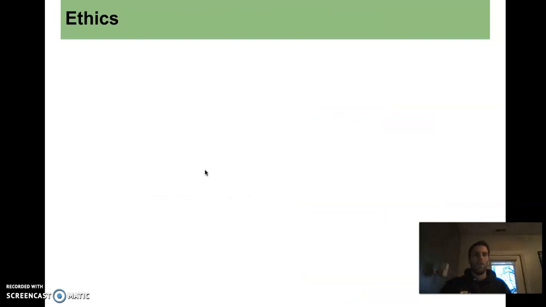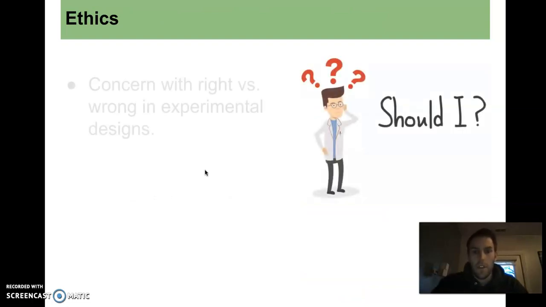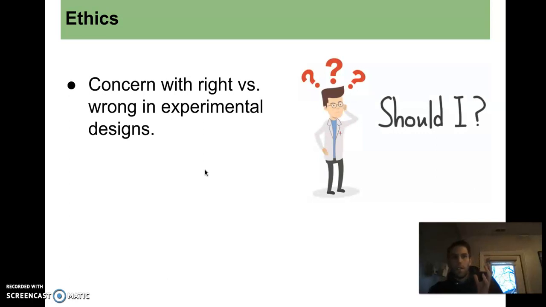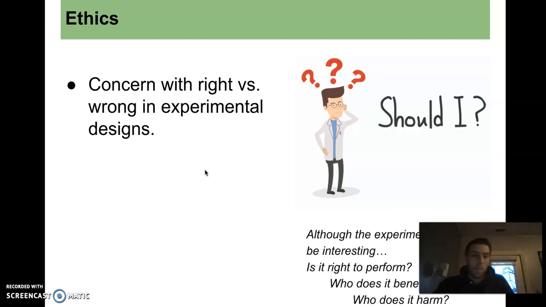Oh, wait. Super important last point is ethics. This is the concern with right versus wrong in experimental design. Although an experiment might be interesting, is it right to perform? Who benefits from it? Most importantly, who could it possibly harm? Or what animals might we possibly be harming? So these are things that we want to consider when we're doing science in the real world.